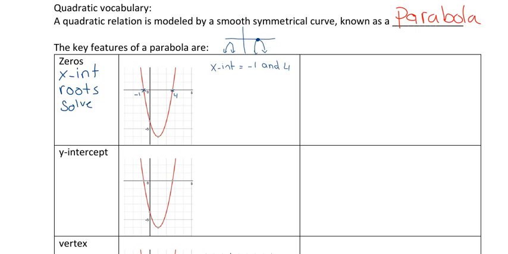You see how I put x-intercept equal to? You have to have that. And you have to have "and 4."